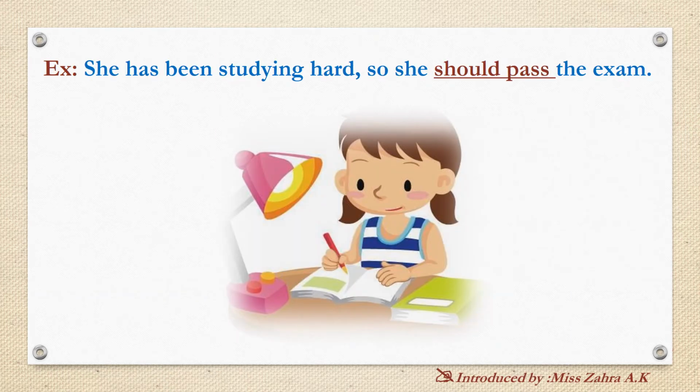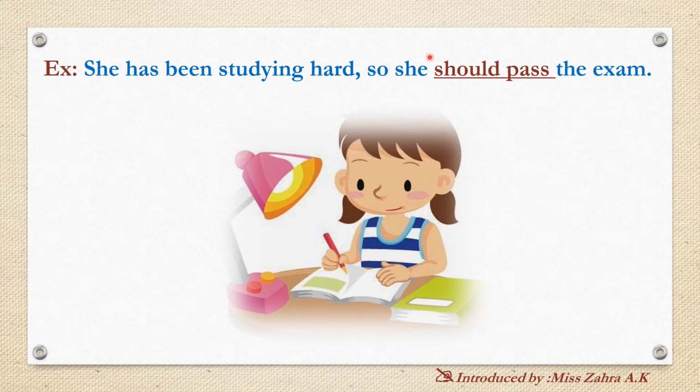And the second example that indicates should for expectation. المثال الثاني اللي يشير إلى should. She has been studying hard. هي تدرس بجد. So she should pass the exam. لذلك هي ينبغي أن تجتاز الامتحان. She has been studying hard so she should pass the exam. هي تدرس بجد، لذلك ينبغي أن تجتاز الامتحان.